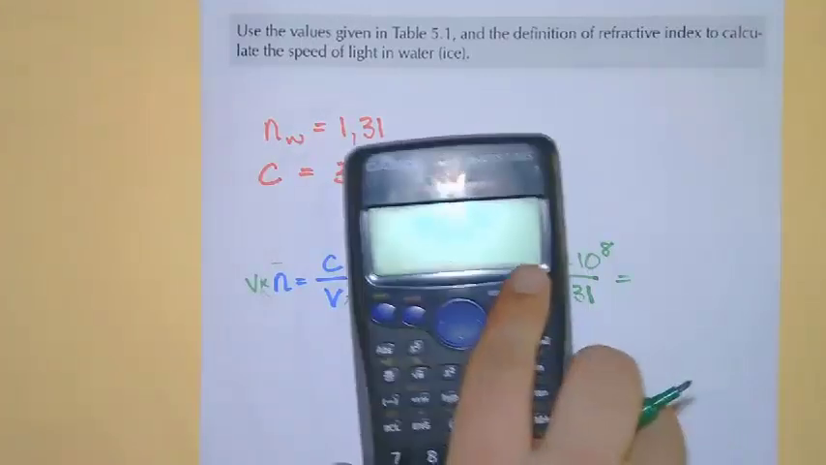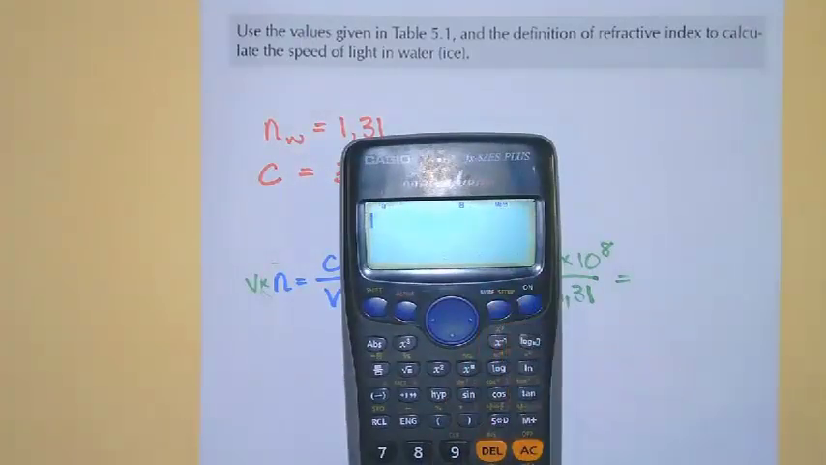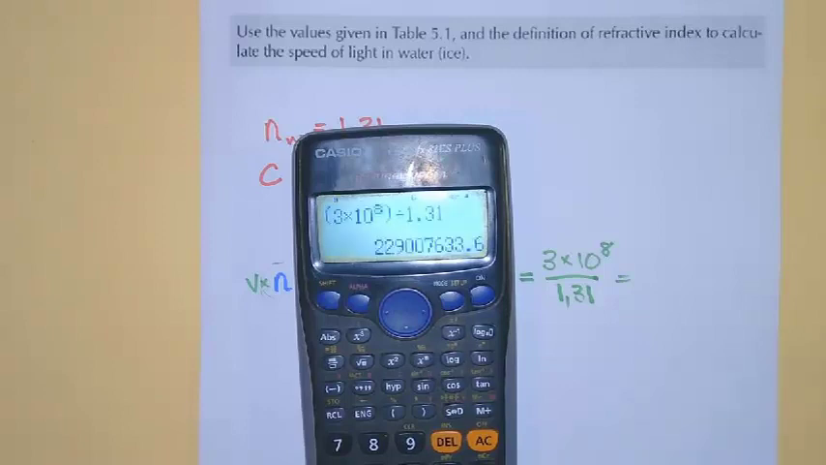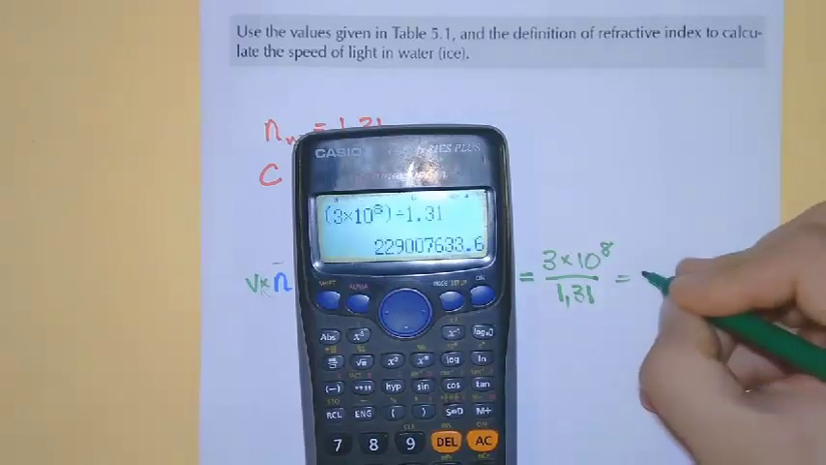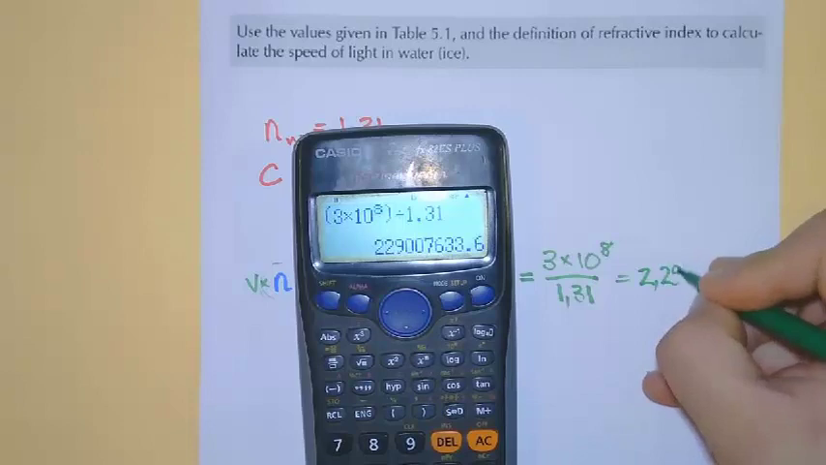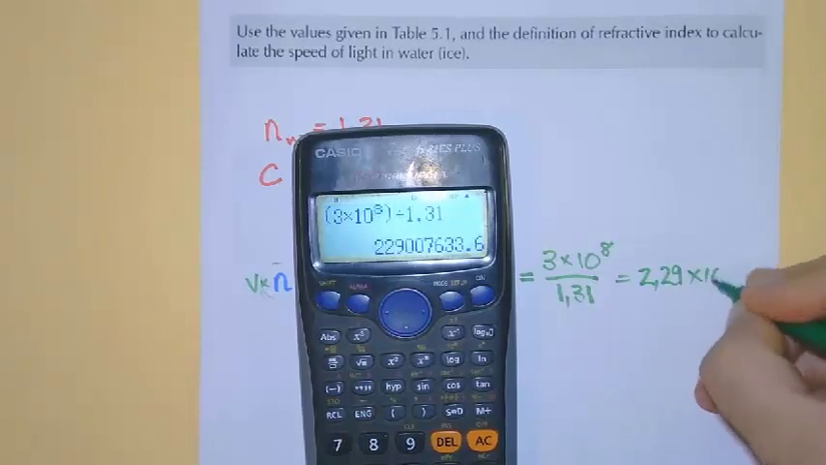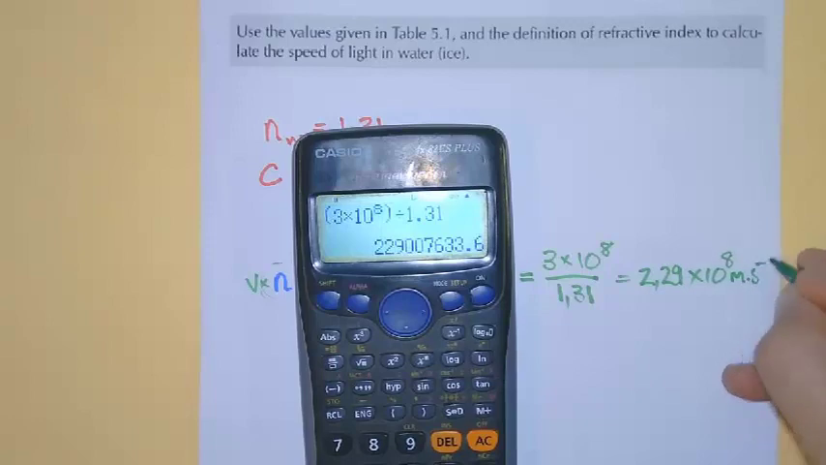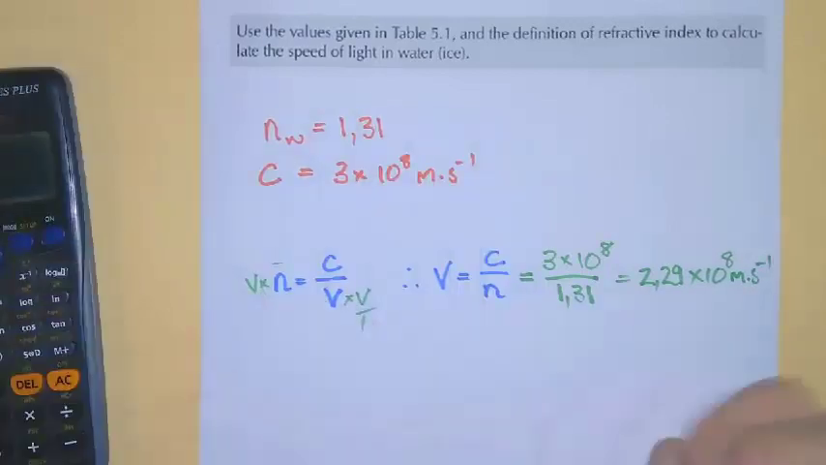So we simply say that is 3 times 10 to the power of 8, the speed of light in a vacuum, divided by the refractive index in water, so 1.31, and that gives us 2,29 times 10 to the power of 8 meters per second, and there we've calculated the speed of light.